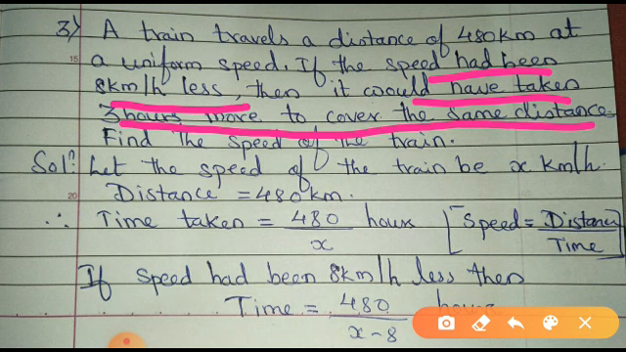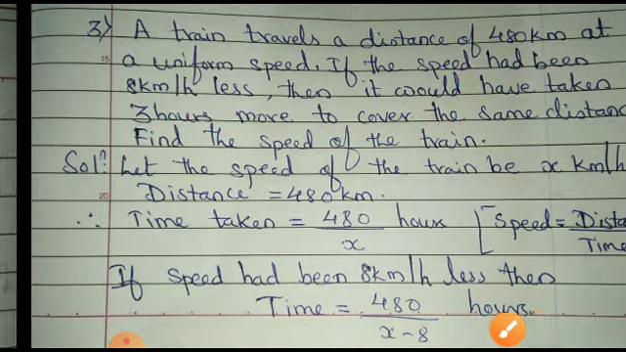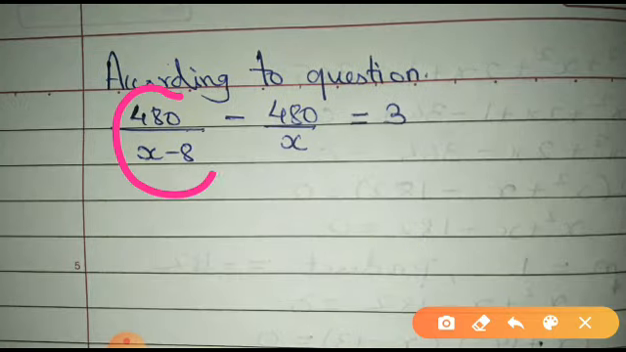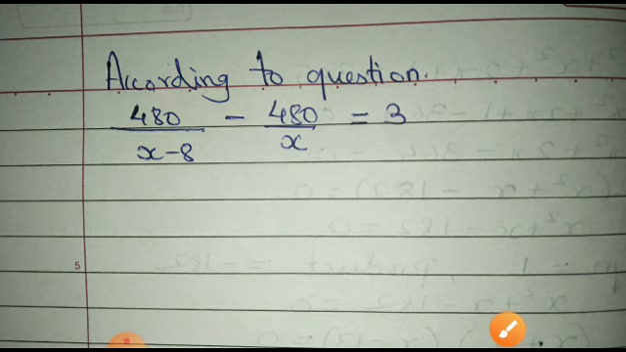Both numerators are the same, 480, so no problem. In the denominators, x minus 8 is less than x. That means which number will be greater? 480 by x minus 8 will be greater. And hence, first I should write 480 by x minus 8 minus 480 by x. The difference of time is given to be 3 hours.